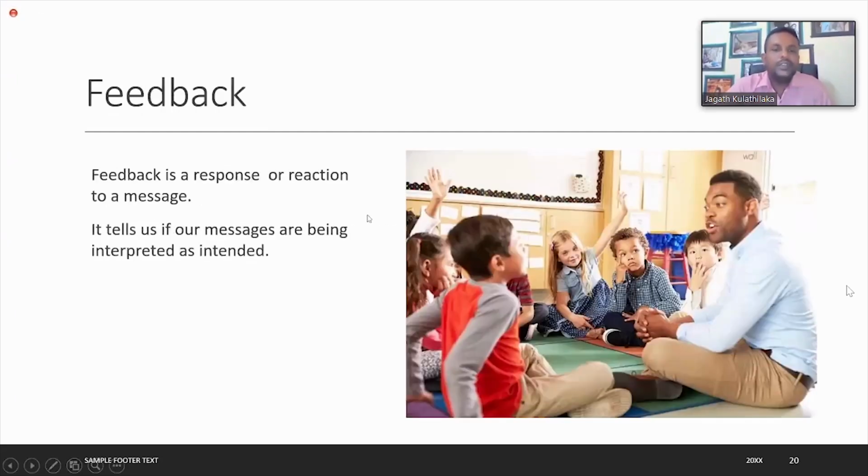Next point is feedback. This is one of the wonderful elements of the communication process. Feedback is a response or reaction to a message. So when I say something to you, if I ask a question like this, can you understand what I am saying? If you give me a reply, then that is feedback, right? So always in a communication process, there should be feedback.